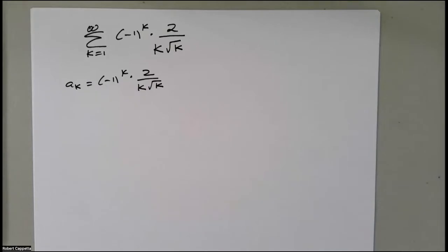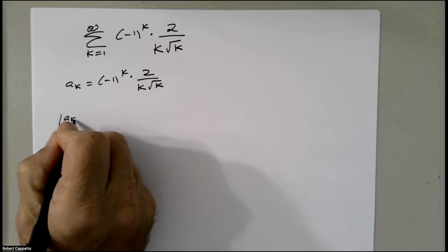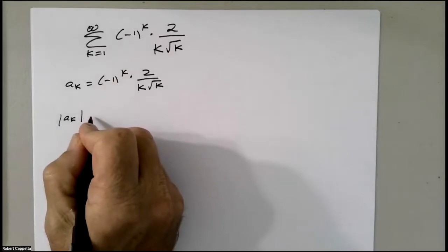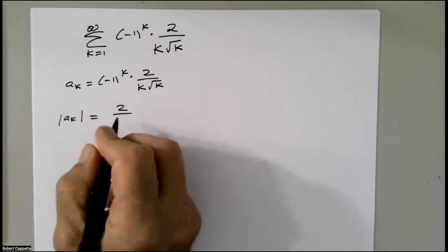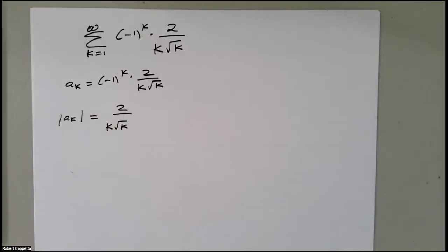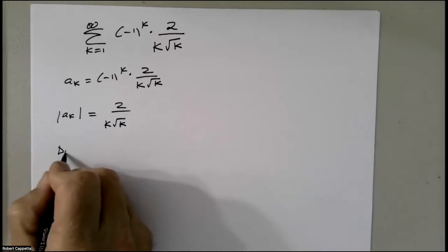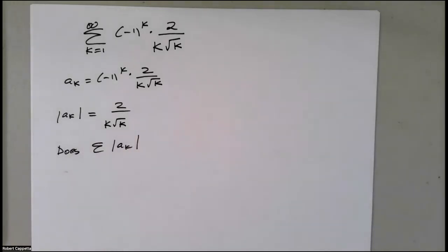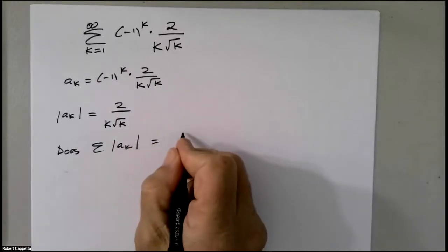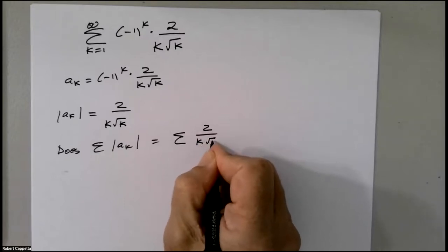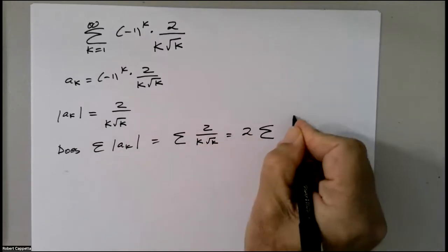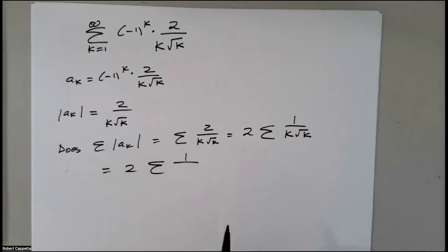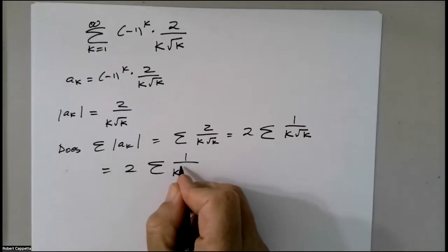But I'm not going to do that. Instead, I'm going to look at the absolute value of a sub k and ask myself if the sum of the absolute values would converge. The absolute value of a sub k is 2 over k root k. So the question I want to ask now is, does the sum of the absolute value of a sub k converge? Well, that's the sum of 2 over k root k, which is 2 times the sum of 1 over k root k, which is 2 times the sum of 1 over k to the first times k to the 1/2, which is what, k to the 3/2.